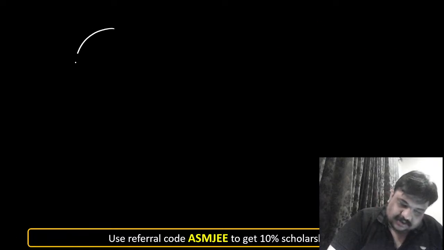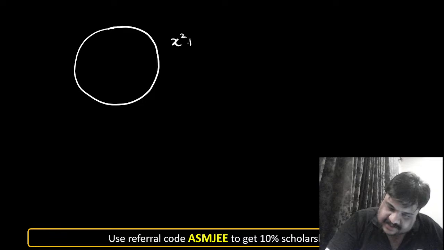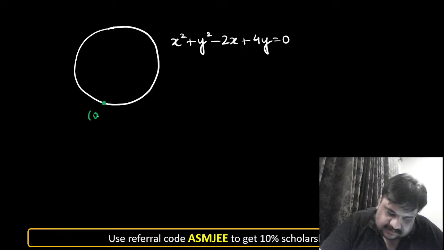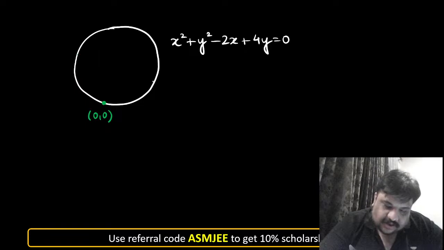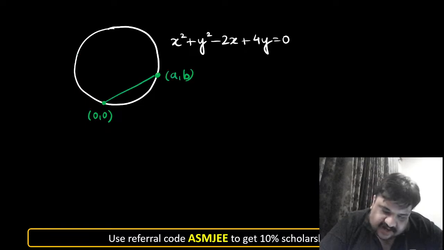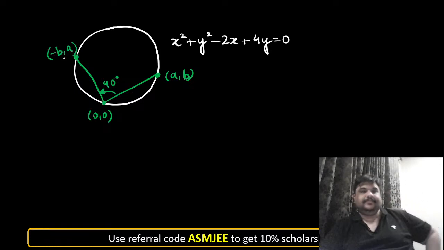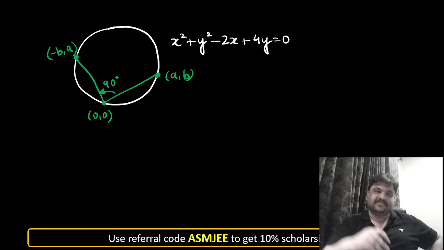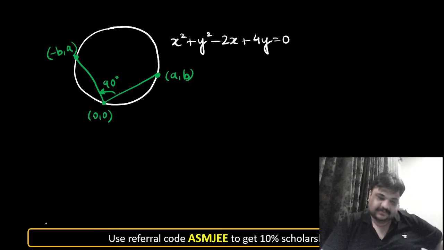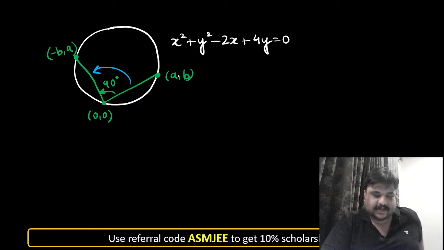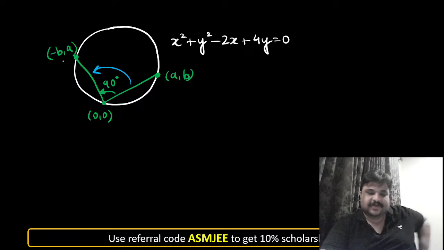Okay, see. This is the circle which is x square plus y square minus 2x plus 4y is equal to 0. Now there is this point, origin. Now if this point is some a comma b and we have to rotate it by 90 degrees to reach here, after 90 degree rotation, this point will become minus b comma a. Right? Do you remember rotation about origin by 90 degrees? If any point is rotated about origin by 90 degrees anti-clockwise, a comma b becomes minus b comma a.